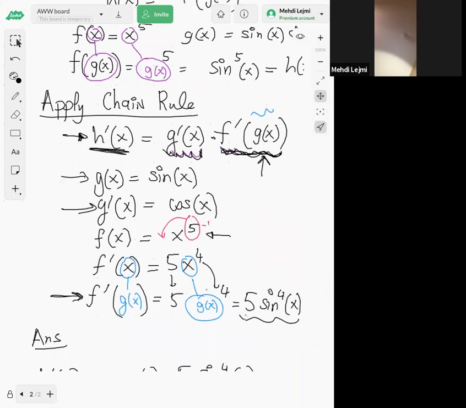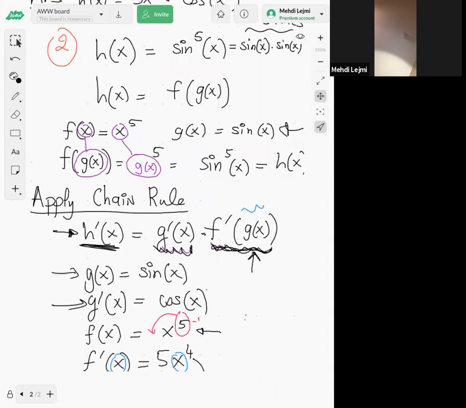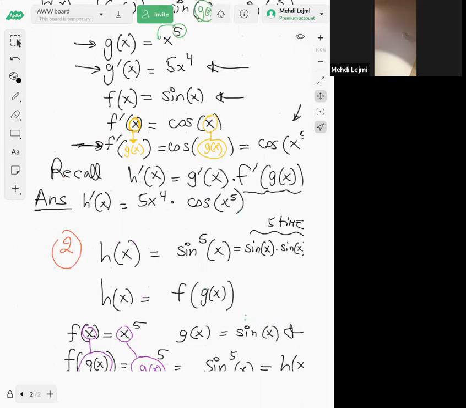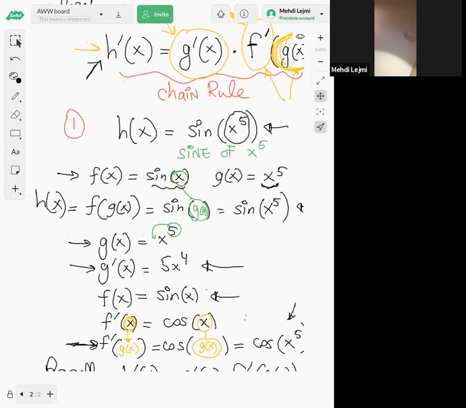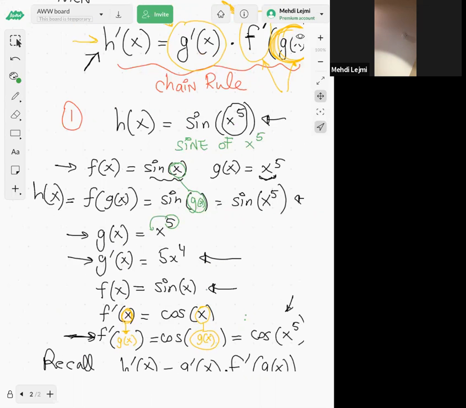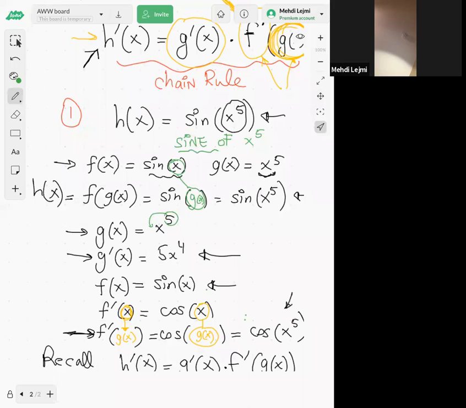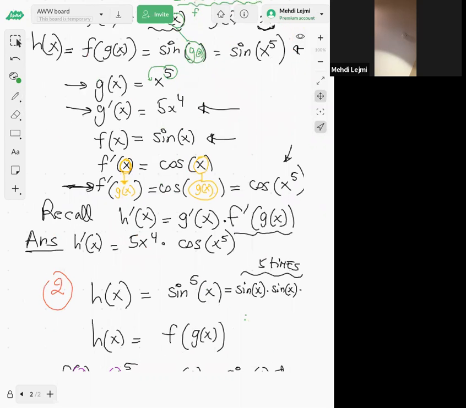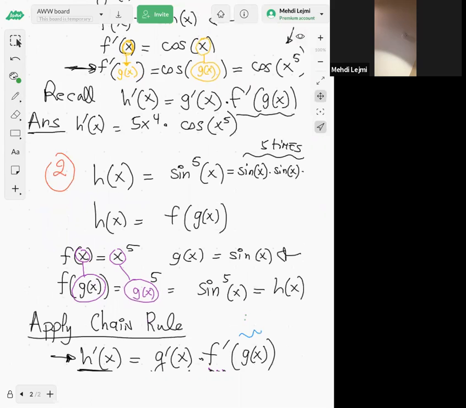So you see, guys, the difference between number 1 and 2. In number 1, it's sine of x power 5, so it's f of g, where f is sine and g is x power 5. Now in number 2, that's the power 5 of sine of x, so that's my f of g.